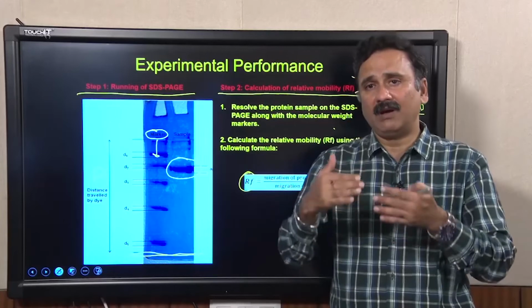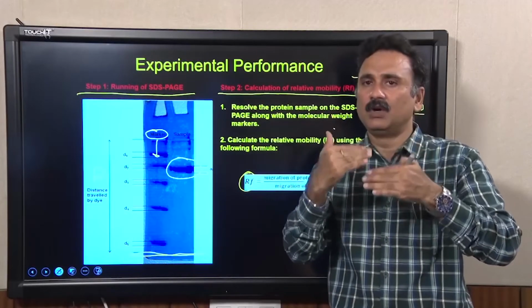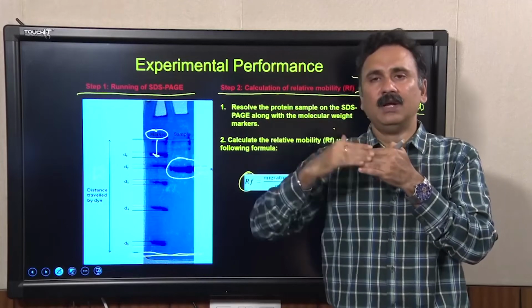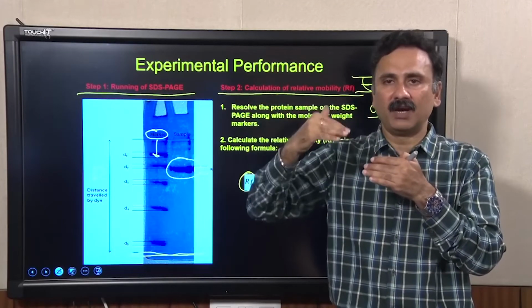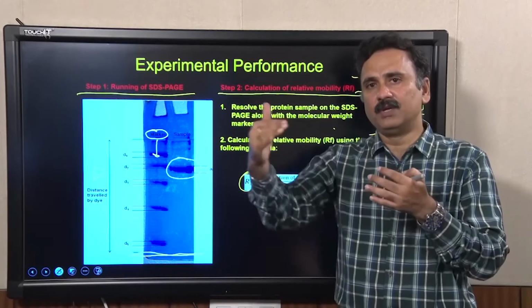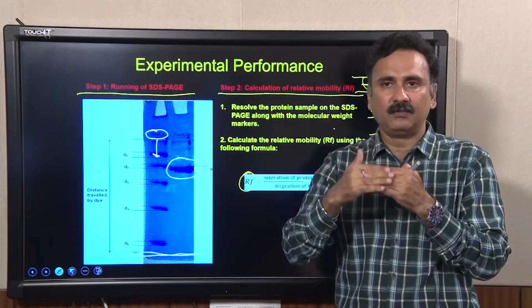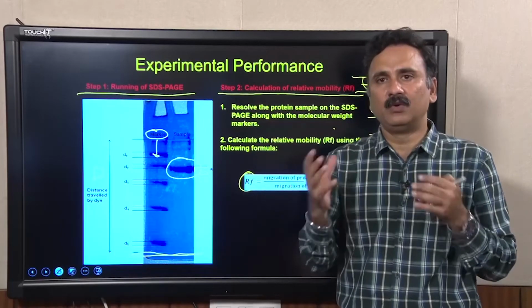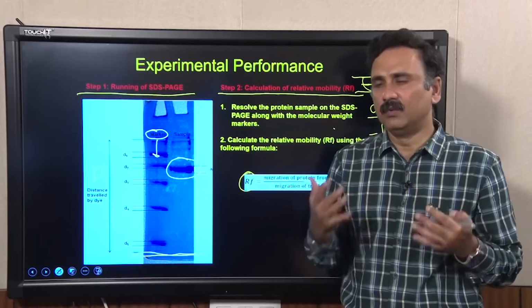errors that you are going to have, because if you take the lower point, your RF value is going to be on a higher side. If you take the upper value, the RF value is going to be on a smaller side. So, for getting a minimum error, you can take both the values and then take an average of that, and that is the most appropriate way of doing it.